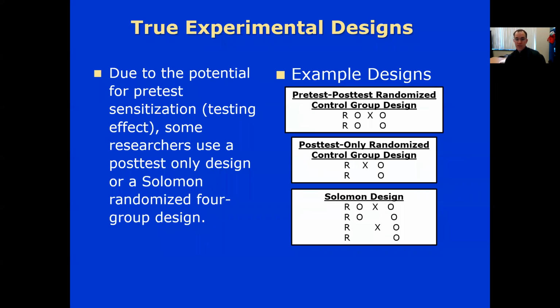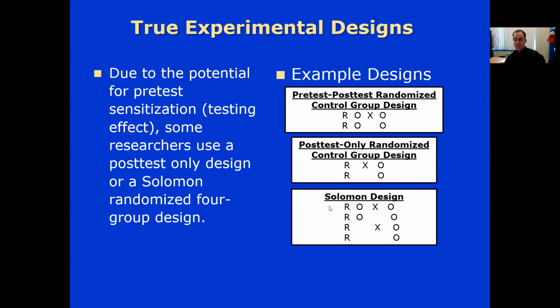A couple of ways to remove this is to use a post-test only randomized control group design, where they are randomized into the two groups, but then they do the intervention or they're the control group, and their only data collection period is at the end. Now, the limitation of this is that it's difficult to know if this is just a continuation of what was already happening, if there's no way to compare with pre-test data.